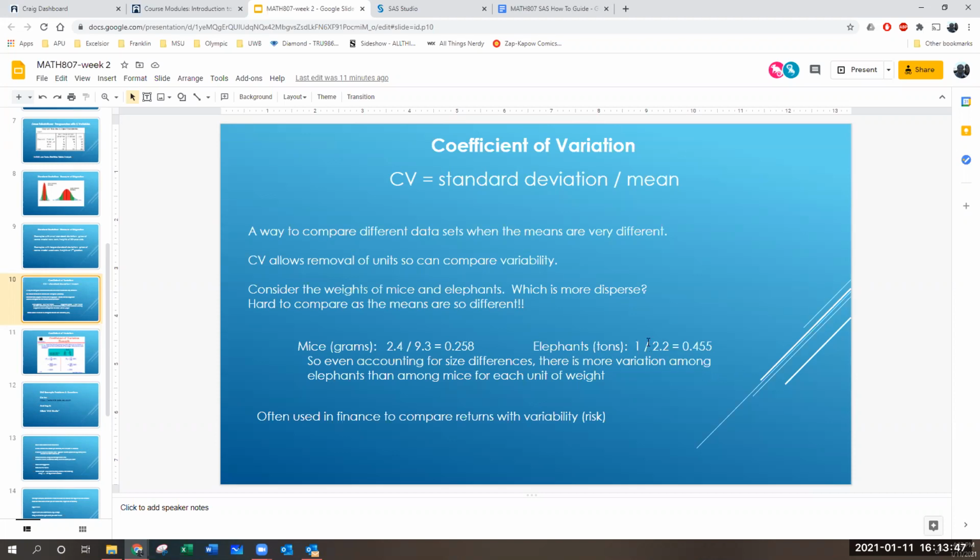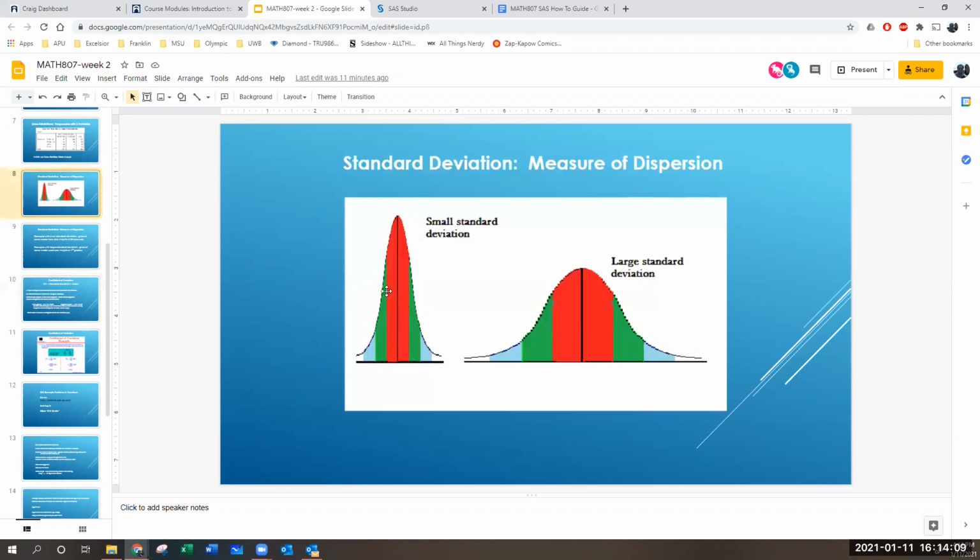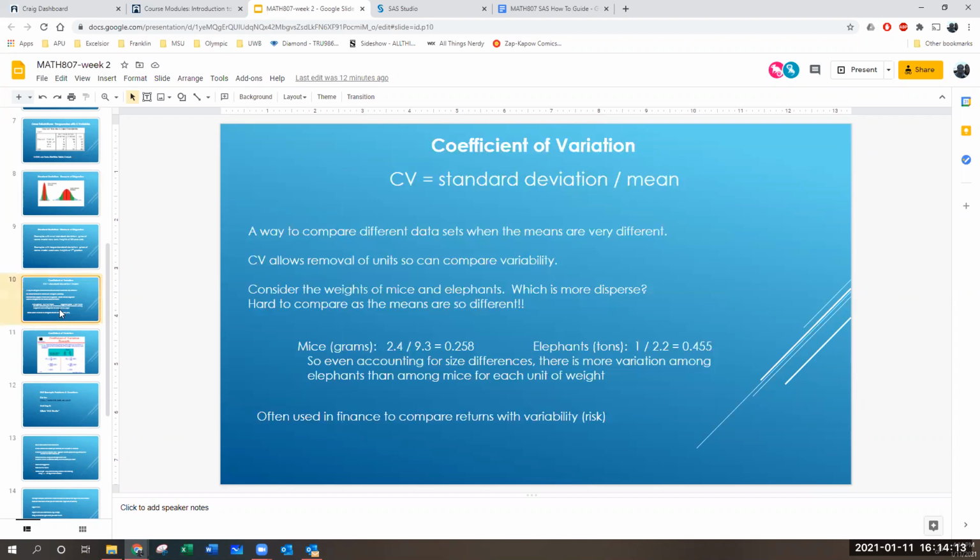Whereas the elephant, which had a smaller number in this example of 1, because they were doing it in tons, is 45.5% of the average data value. So much more spread out. So in this case, the elephants would have a bigger spread than the mice. If we were looking at the graphs, the mice would look like this and the elephants would look like that. But it's not because the elephant's number was bigger.